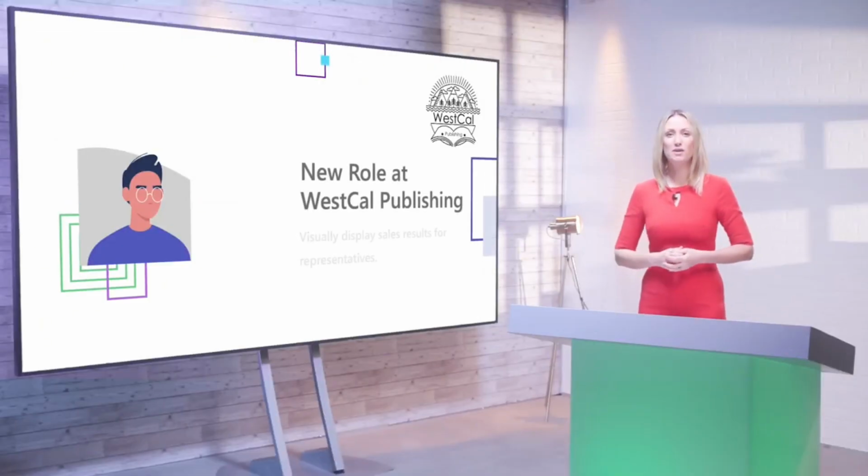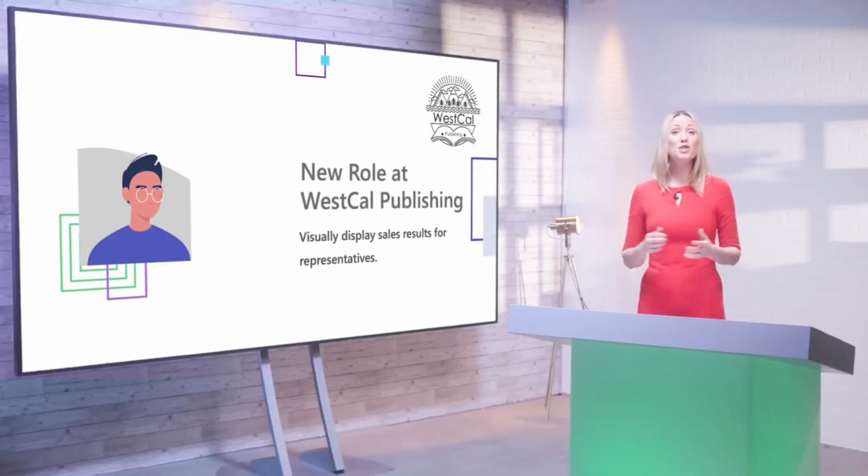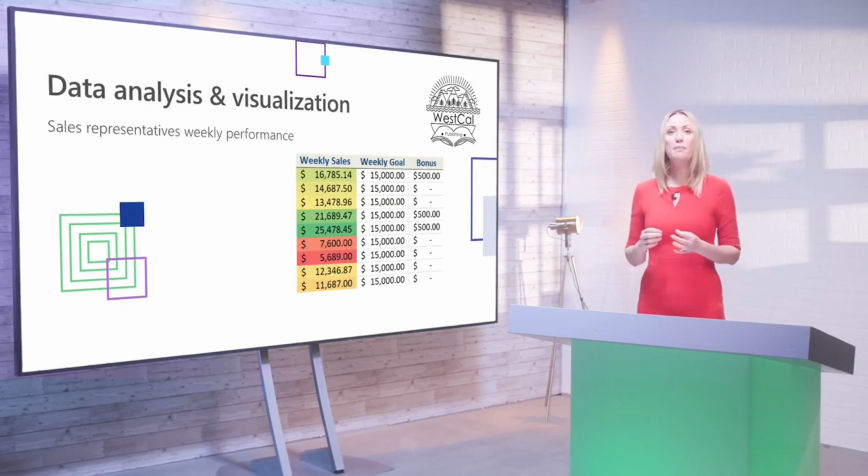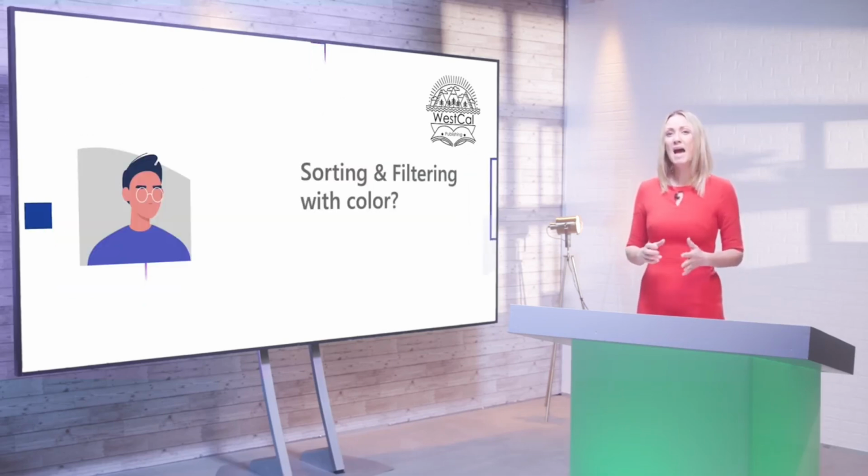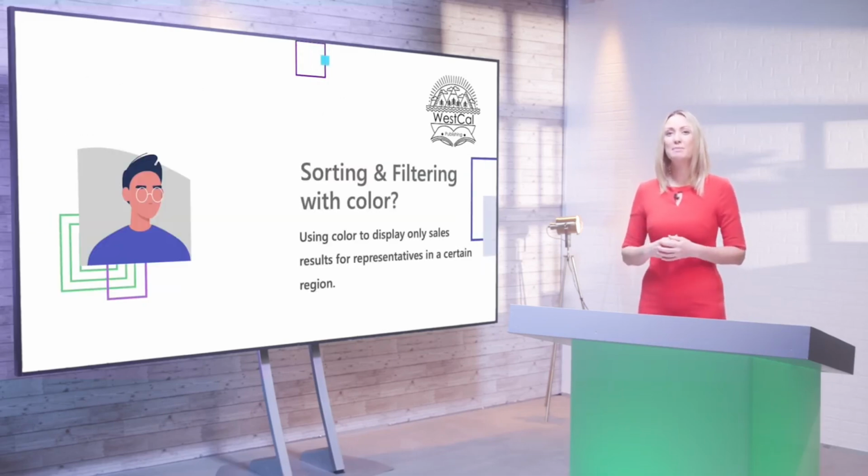Thomas has just been promoted at Westcal Publishing. Part of his new role involves working closely with the sales department. One of his primary responsibilities is improving data analysis and visualization for all sales representatives. He has been asked to find a way to colourfully display the sales results from representatives who are consistently hitting weekly targets. By using conditional formatting, he can have a colour generated automatically for those who are meeting their targets. He can then easily sort or filter by the colour.